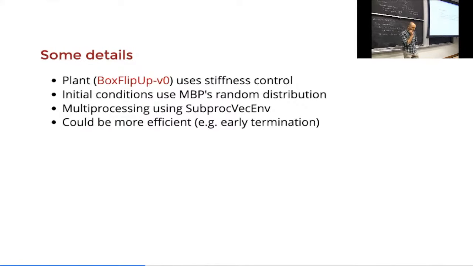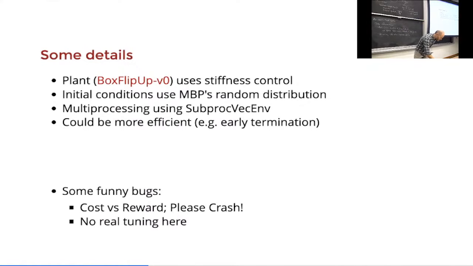If this was my research project and I wanted to make it run faster, there's lots of things I could do. For instance, right now many of the 10-second simulations do something interesting for a second and then find themselves in some sort of fixed point, and I just keep simulating for 9 more seconds. I should not do that. I should just truncate the simulation, but I'm just letting it go.